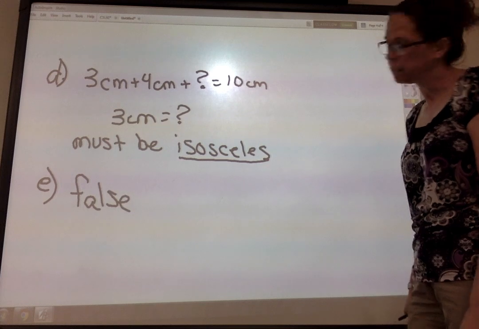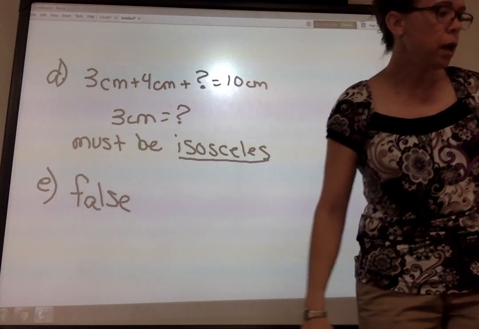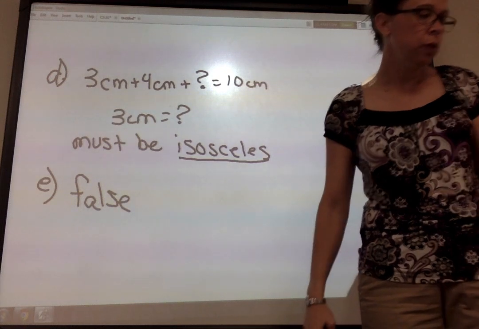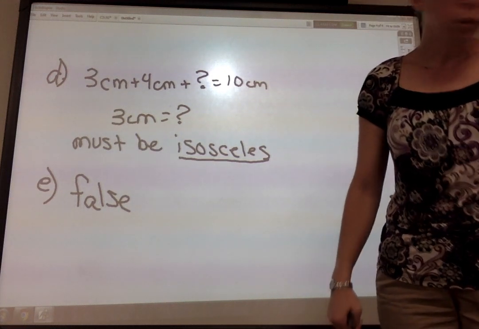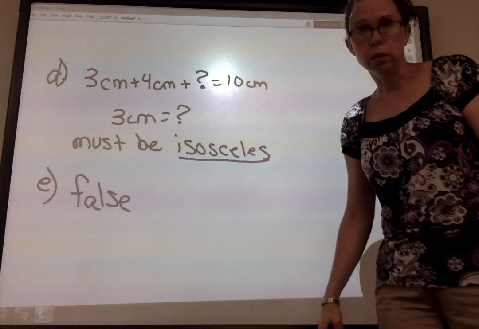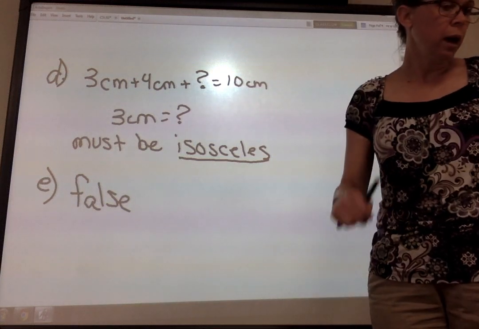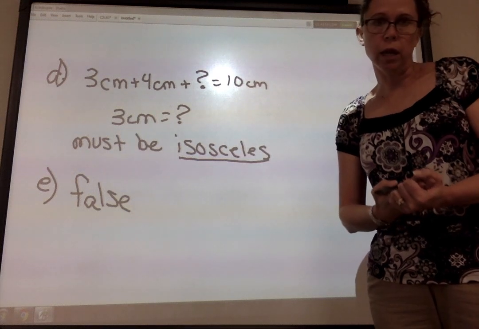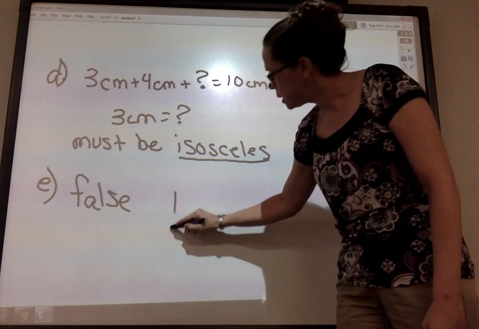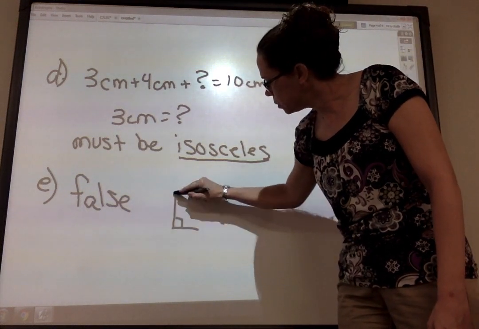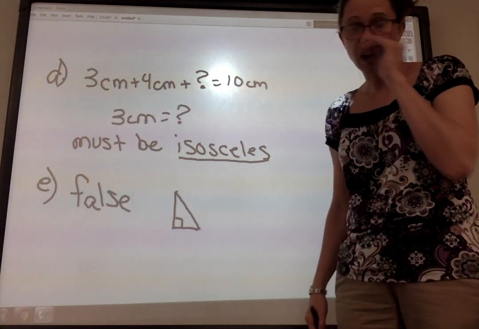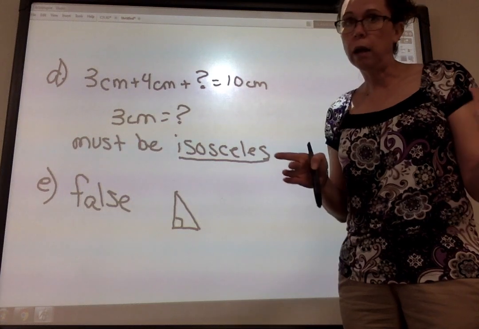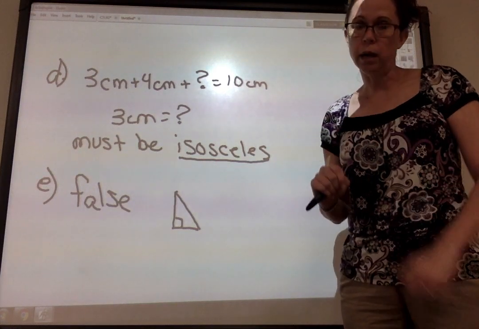Okay? The last one, E. Every right triangle is a scalene triangle. True or false? It's going to be false. Okay? When we have a right triangle, it doesn't tell us anything about the lengths of the sides. All it tells us is that we must have a right angle somewhere in our triangle. Okay, it doesn't tell us anything about how long the sides are, only that it has a right angle.